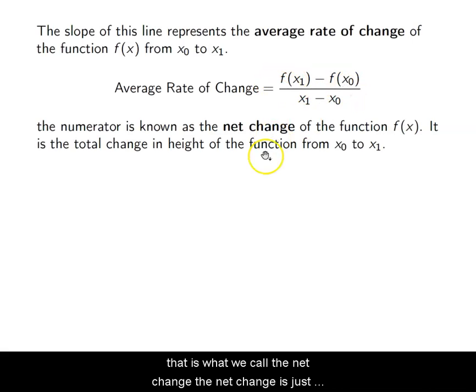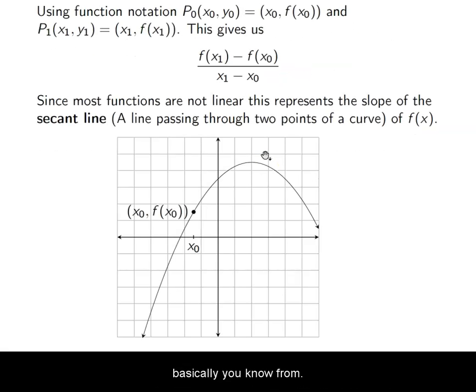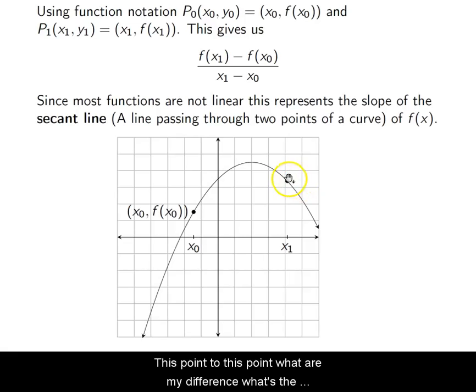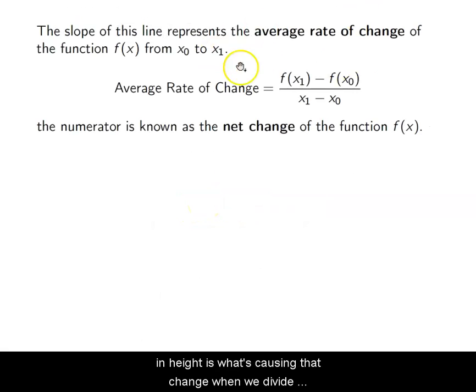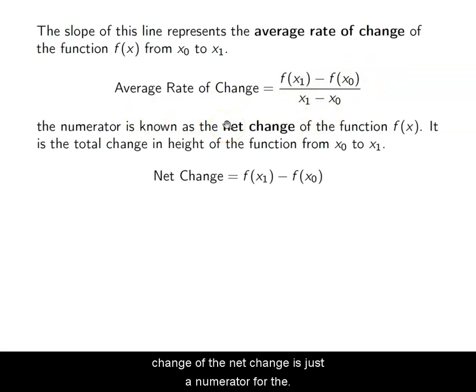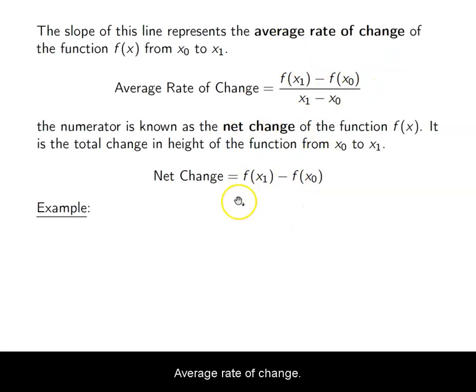The net change is basically, from this point to this point, what's the difference in output? How much have I changed? So I've gone up this much over this distance. Just the difference in height is what's called the net change. When we divide that by that distance, it turns into the average rate of change. So the net change is just the numerator for the average rate of change.